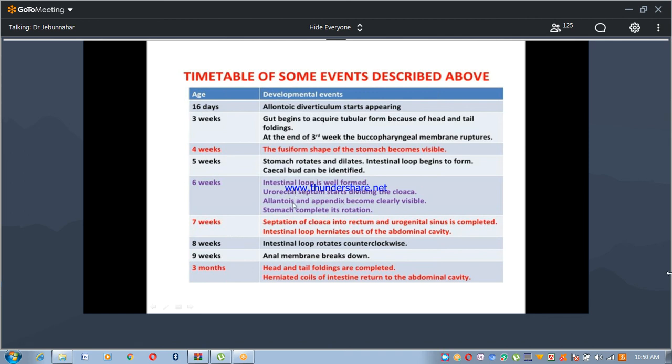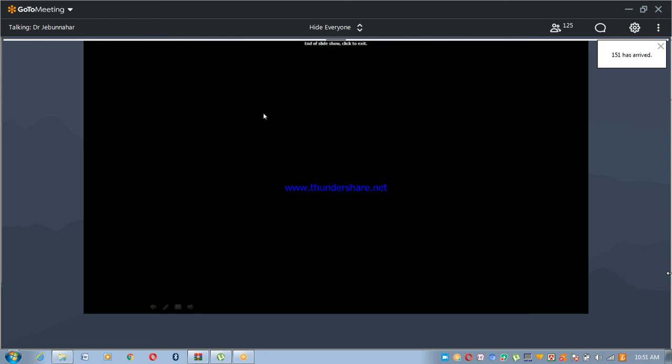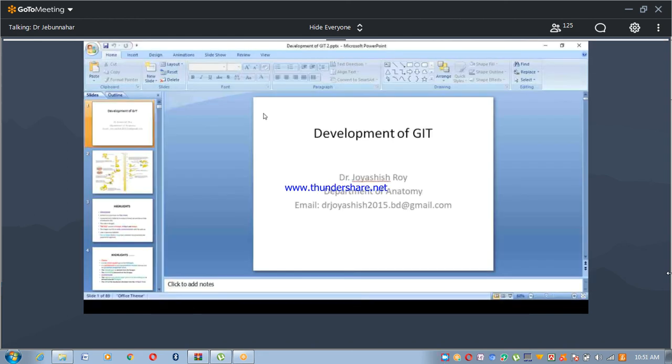Intestinal loop begins to form. Cecal bud can be identified. In 6 weeks, intestinal loop is well formed. Urorectal septum starts dividing the cloaca, and appendices become clearly visible, stomach completes its rotation. In 7 weeks, septation of cloaca into rectum and urinary sinus is completed. Intestinal loop herniates out of the abdominal cavity. In 8 weeks, intestinal loop rotates counterclockwise. In 9 weeks, anal membrane breaks down. In 3 months, head and tail foldings are completed. Herniated coils of intestine return to the abdomen.